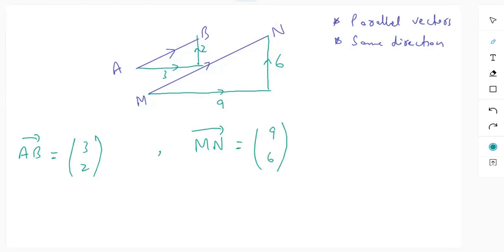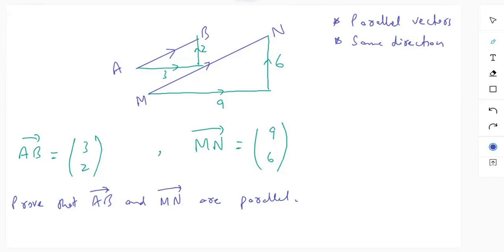Okay. Now, how do we prove that these two vectors are parallel? So let's say we are asked to prove that AB and MN are parallel to each other. How do we do that? How do we prove that two vectors are parallel? So इसका क्या तरीका होएगा? So there are multiple methods basically, right?